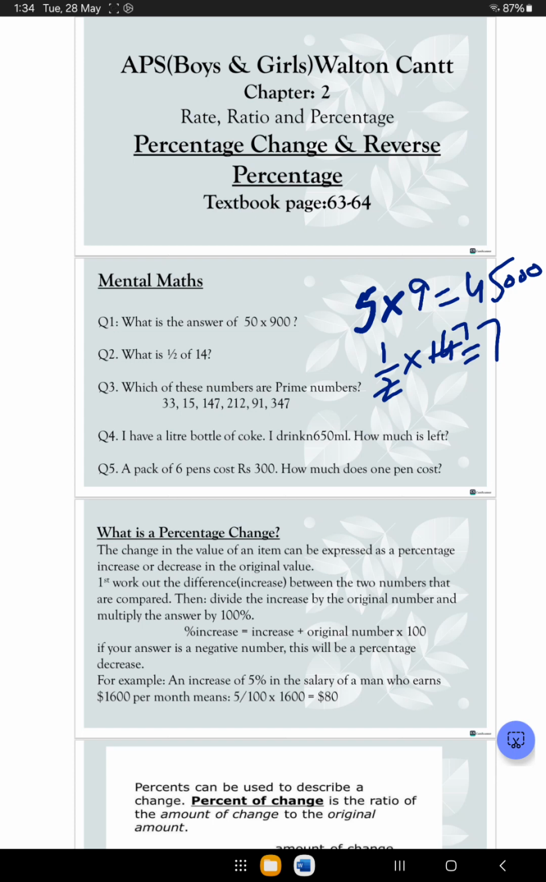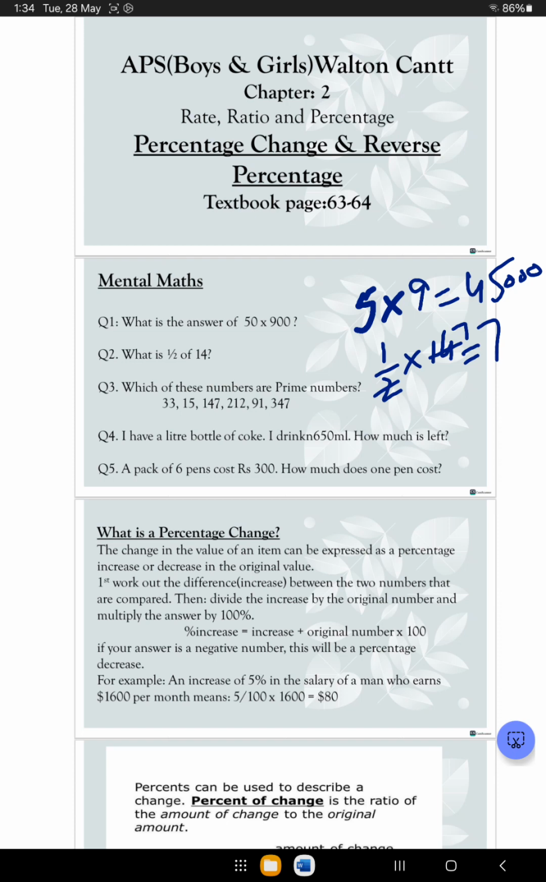Which of these numbers are prime numbers? Prime numbers are those which are divisible only by itself and only one. Okay, prime numbers have only two factors. 33 is divisible by 3, 15 is divisible by 3, 147 is divisible by 3, 212 is divisible by 2, 91 is divisible by 7. These are the composite numbers, but 347 is divisible by itself and only one. 347 is a prime number.